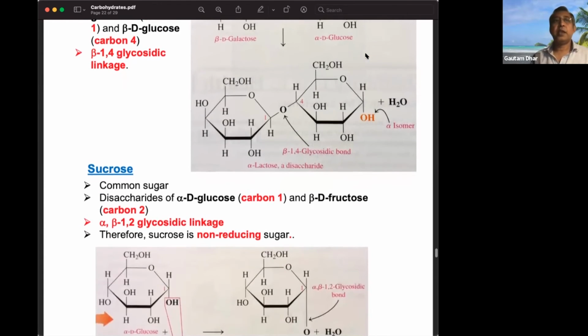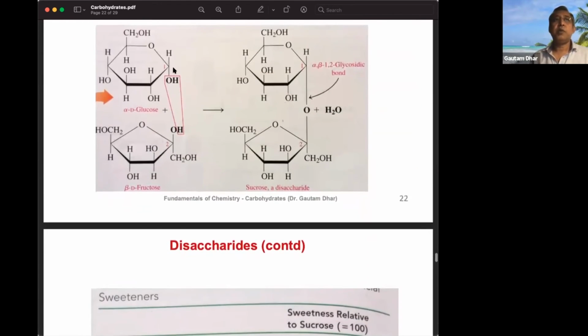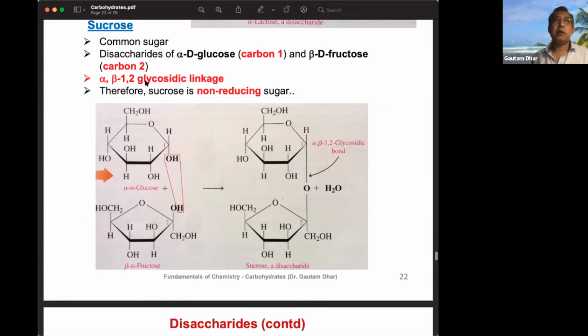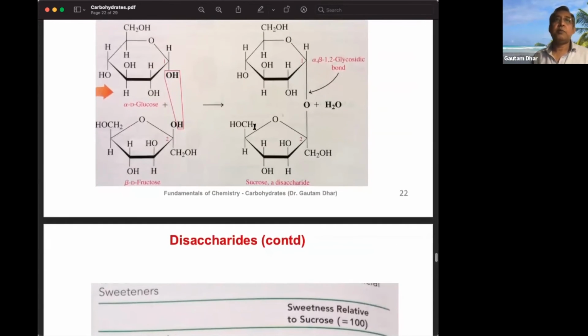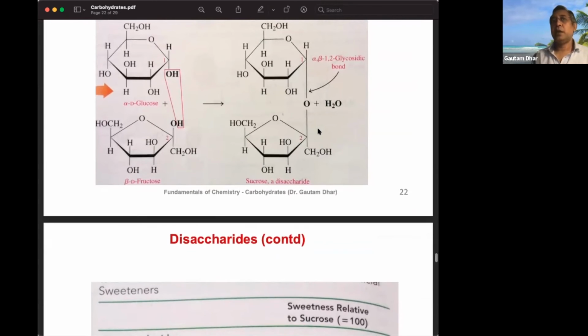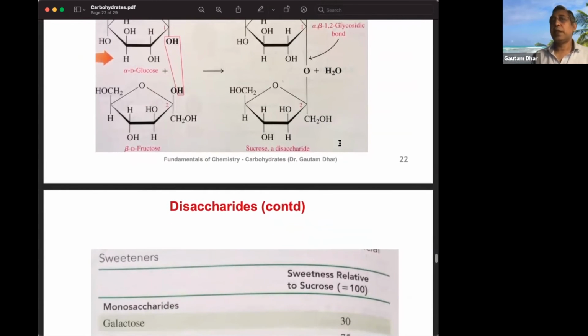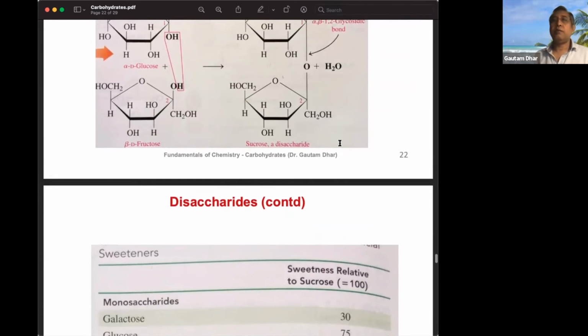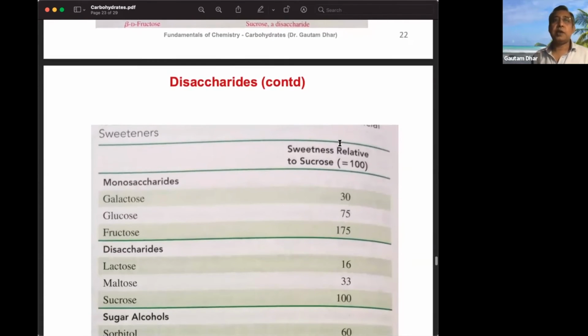And for sucrose, because you are utilizing the anomeric carbon of both the sugars, you have to say alpha beta 1,2, and for the product you don't have to say anything because the anomeric carbon is gone. There is no H. So just sucrose. These are the three disaccharides we need to know, for which we'll get a question.